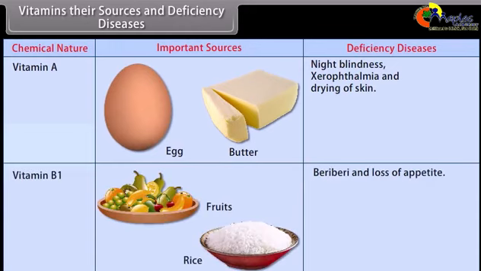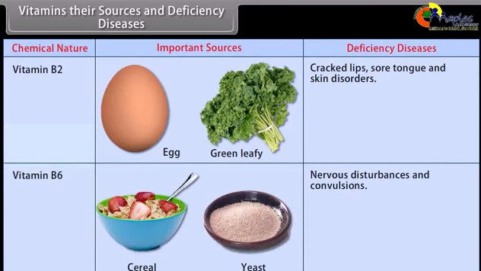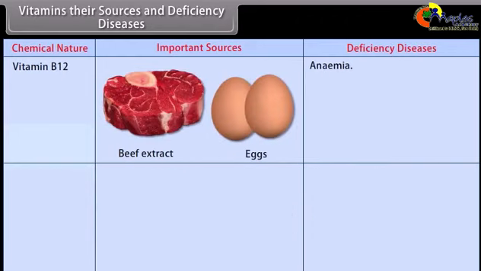Vitamin B1 is soluble in water and destroyed by heat. Vitamin B2 is soluble in water. It is stable to heat and destroyed by light. Deficiency of vitamin B6 causes nervous disturbances and convulsions. Vitamin B12 is soluble in water and also contains cobalt. It is red crystalline in nature.